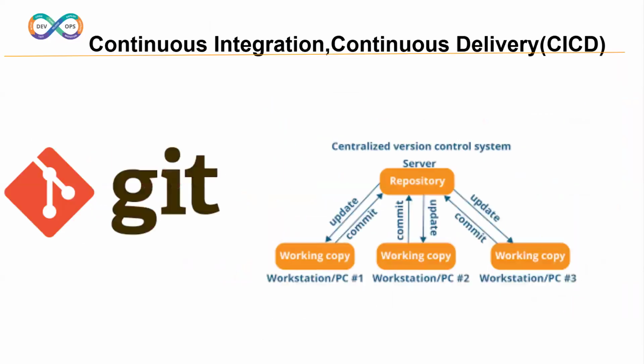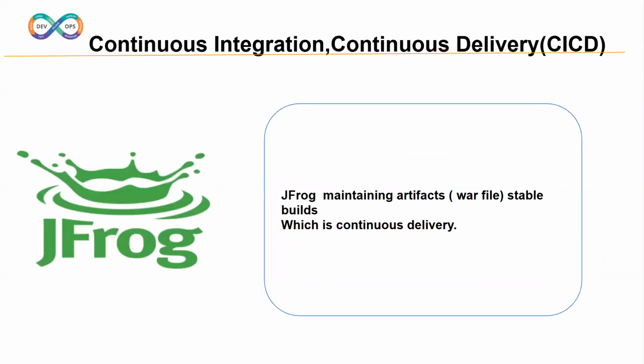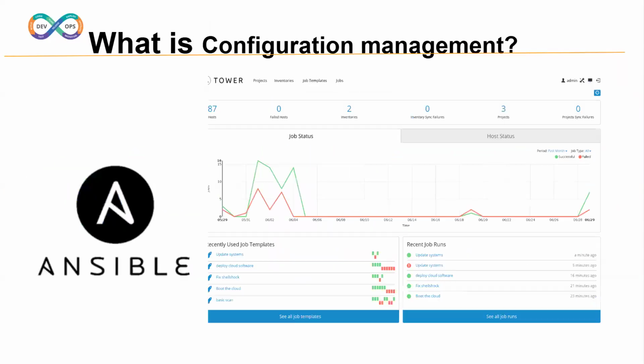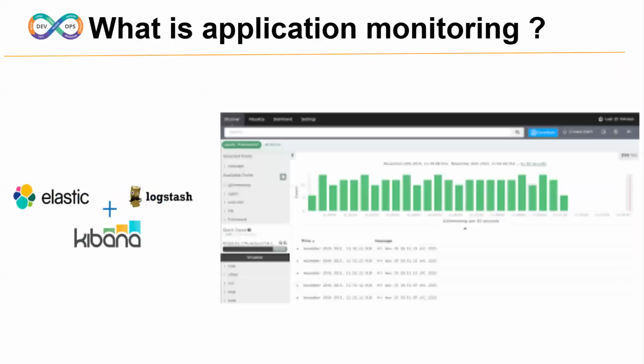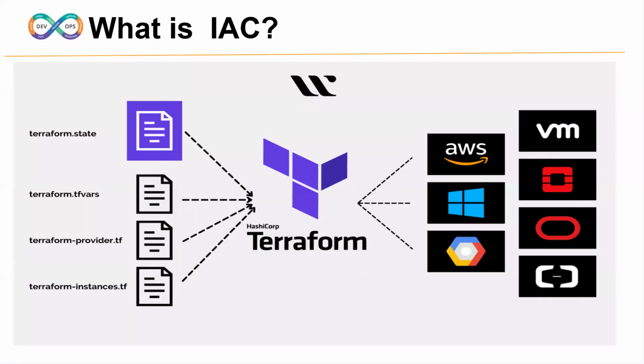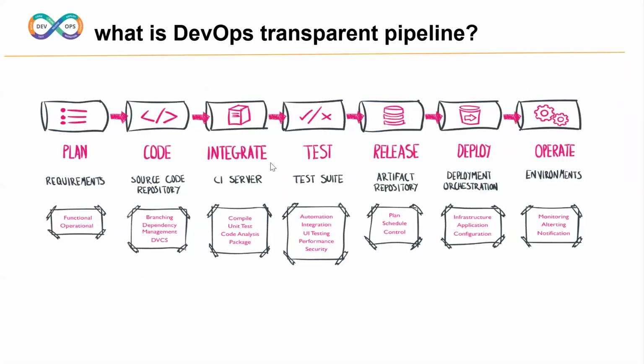With all these tools: Git, Maven, Jenkins, JFrog, SonarQube, Ansible, AWS, Docker, Kubernetes, ELK, and Terraform, we are going to implement an automated DevOps transparent pipeline from the dev environment to the production environment. What exactly is a DevOps transparent pipeline?